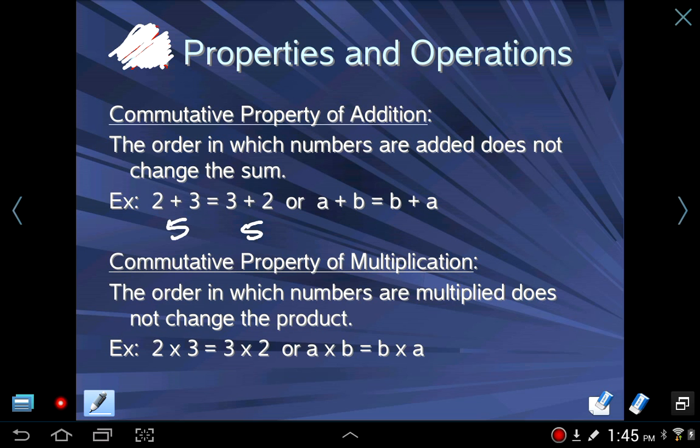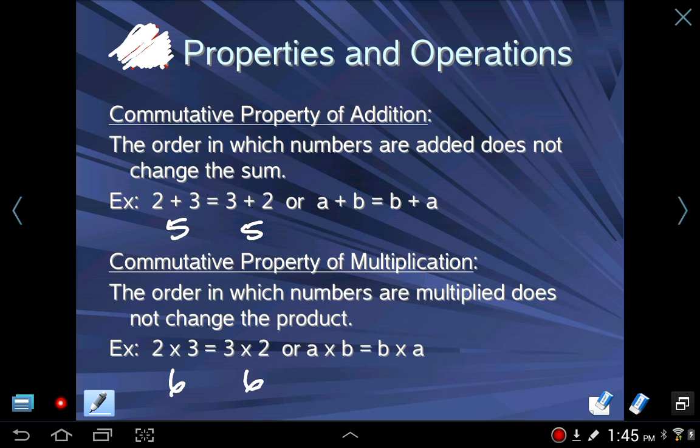A plus B equals B plus A. That's just using variables. Doesn't matter which order you add. Okay. The commutative property of multiplication is the same thing. The order in which numbers are multiplied does not change the product. So 2 times 3 would be 6. 3 times 2 would be 6. Okay, A times B is the same thing as B times A. So the order in which we multiply numbers, the order in which we add numbers does not matter.